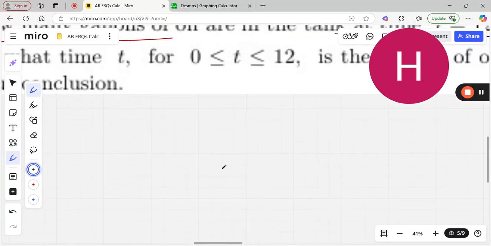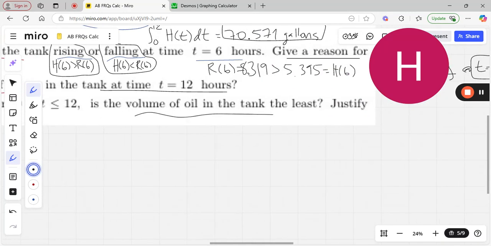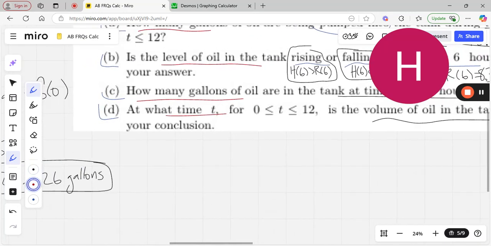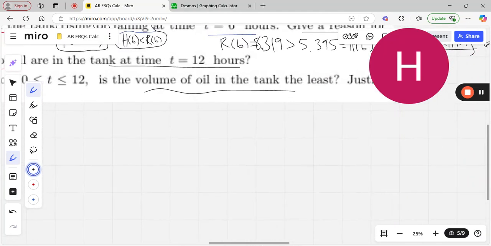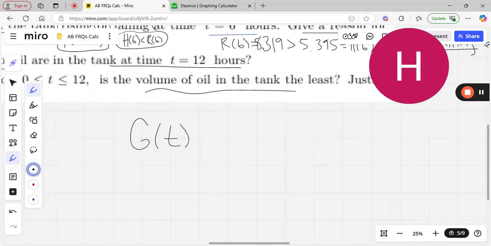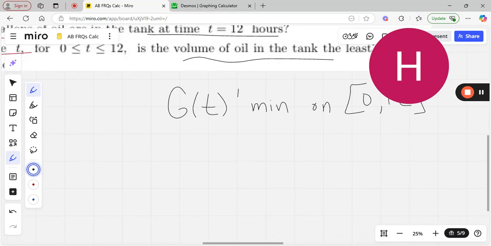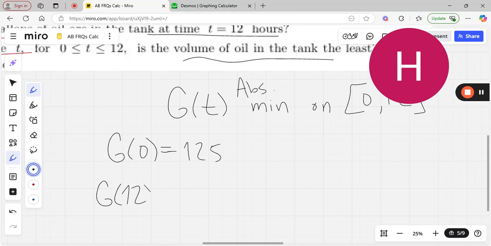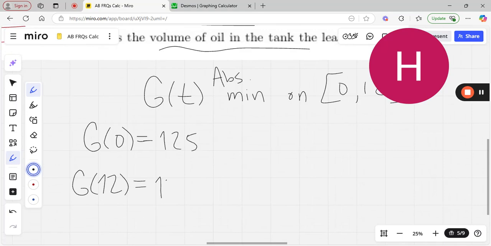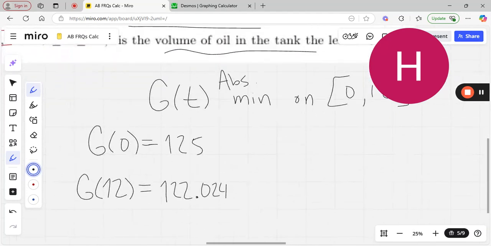Okay, part D. At what time is the volume of oil in the tank the least? So we want to find when the gallons are a minimum. We're going to be able to use a calculator for this for sure. So we just want to say G of t is a minimum on the interval from 0 to 12. The things we consider for an absolute minimum are the endpoints, which we already know. G of 0 is 125. G of 12 is about 122.6.